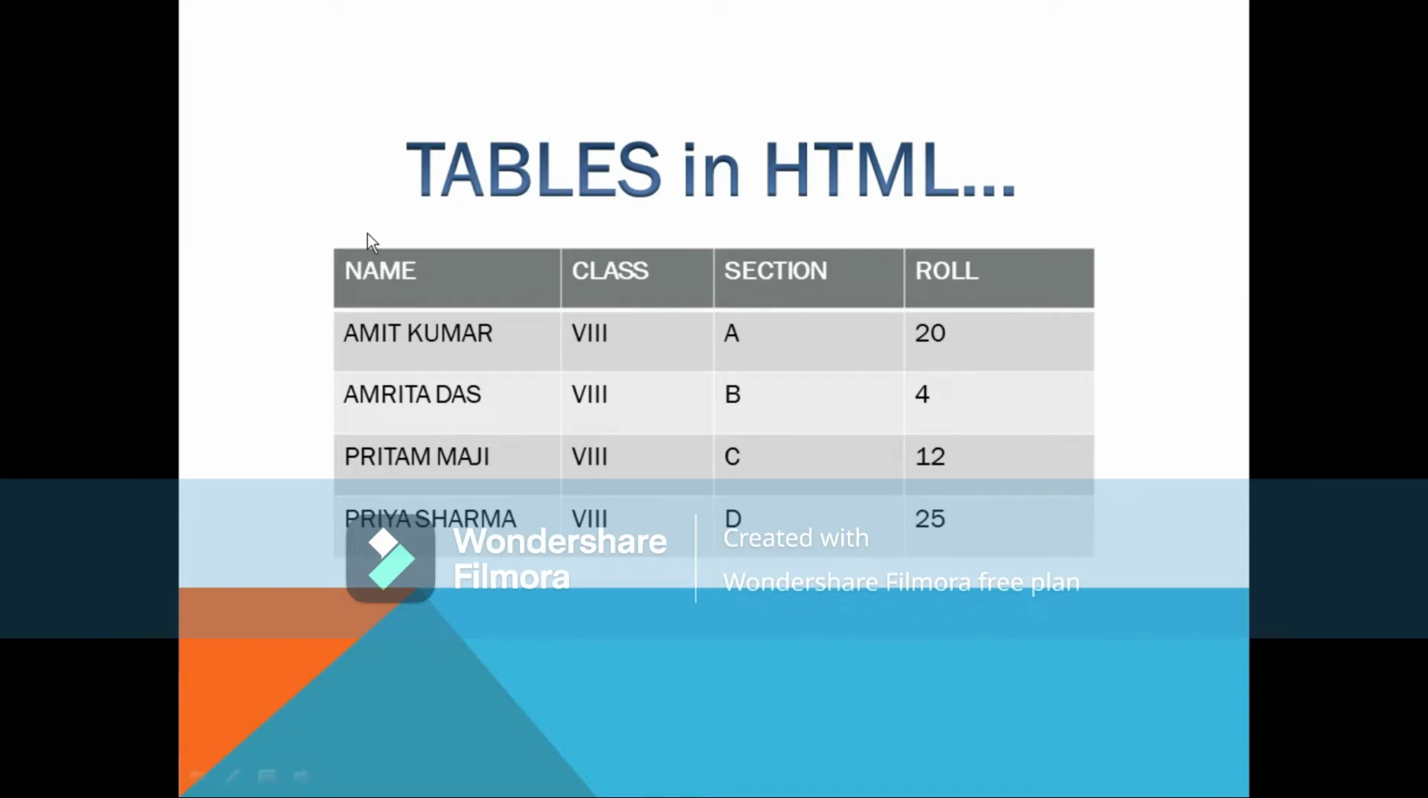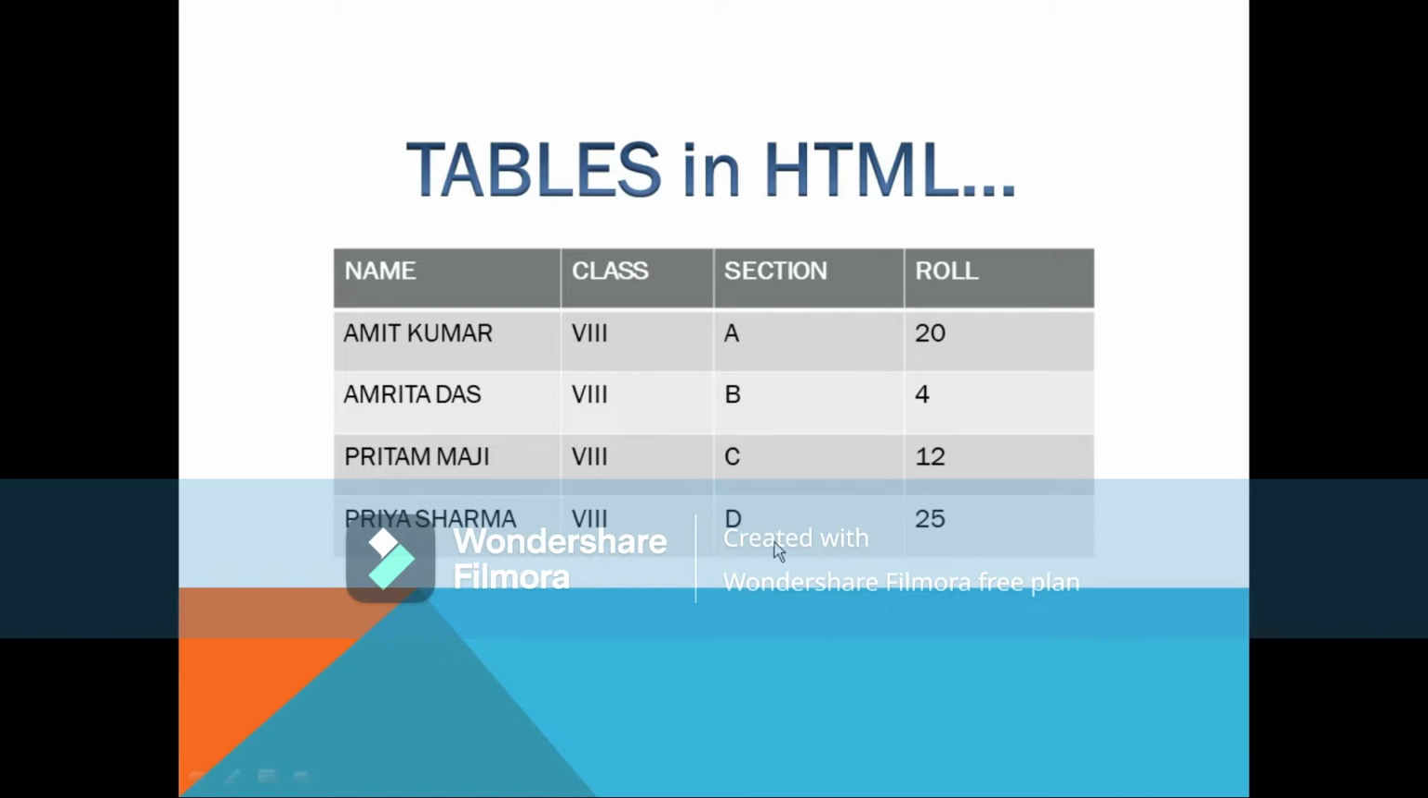What is table? This is a table. So if anyone will ask you the definition, you have to say that table is a combination of rows and column. What is row? The horizontal things are called as row and the vertical arrangements are called as column. So this where I have written name, class, section, roll number, this is complete a row. This is also a row. This is also a row, and these are columns. These are columns. So let's start and let us see how to create this kind of table.